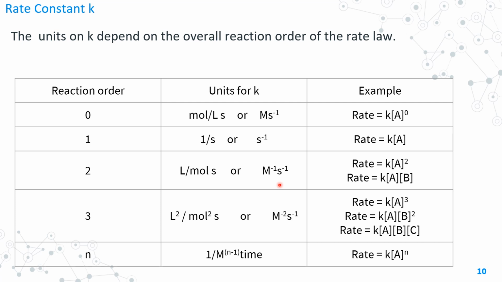Reaction order 2 can look a couple different ways. Its units are going to be per molarity per second, but we can either have one reactant that has a rate order of 2, or we can have 2 reactants that we add together. And then if we have a rate order of 3, it's going to be per molarity squared seconds squared. And again, we can have 1, 2, or 3 reactants on a third order rate reaction.